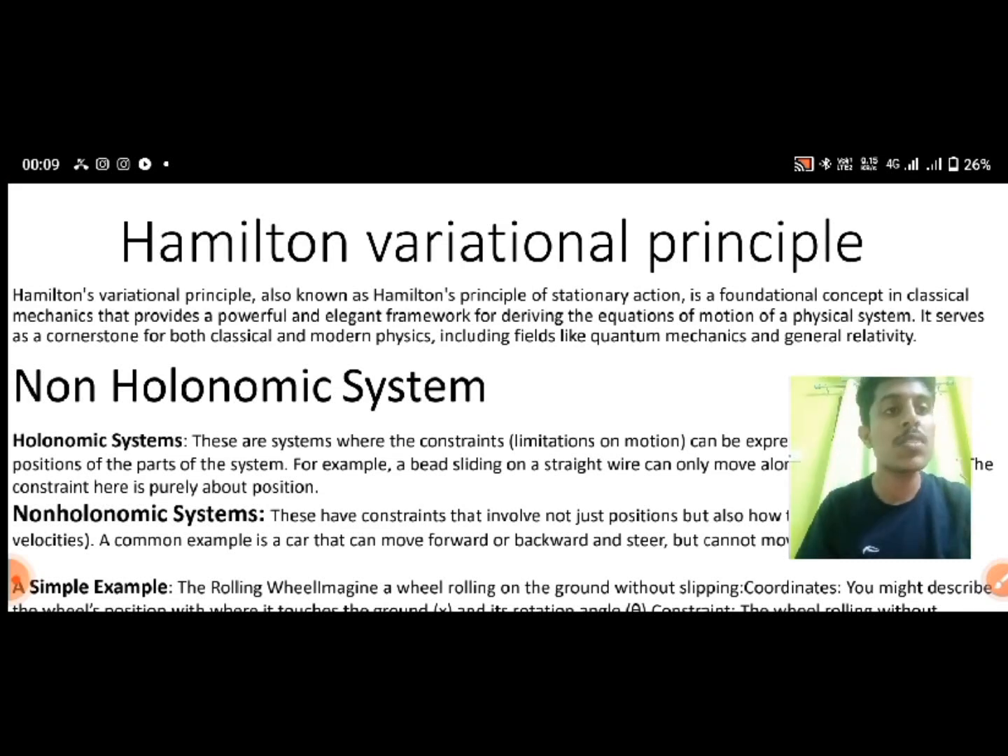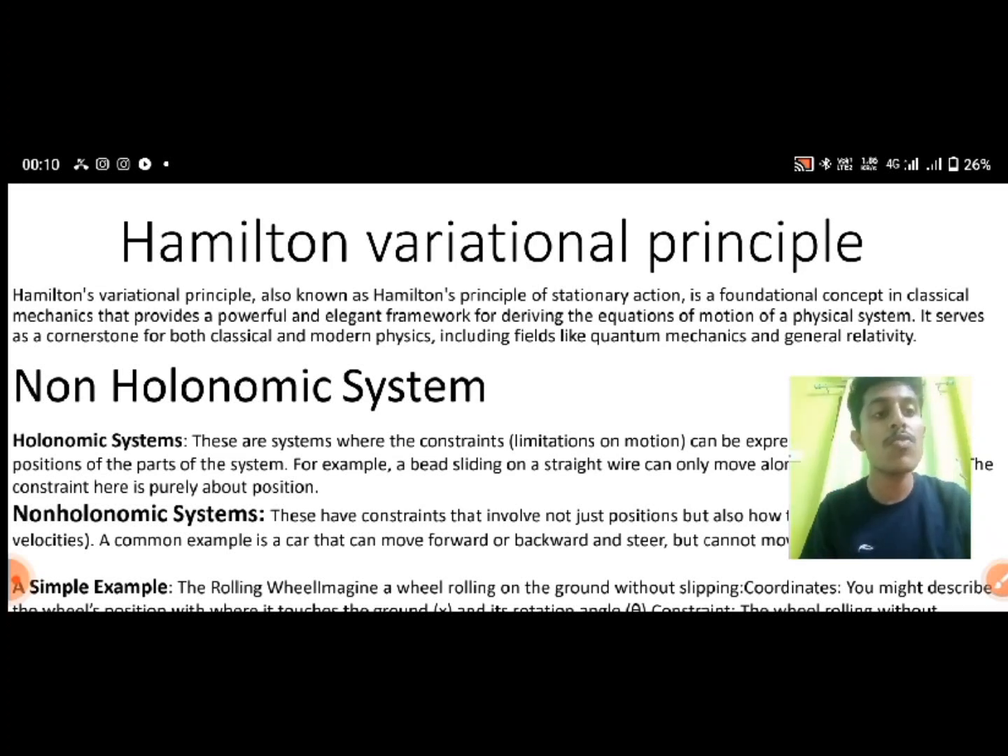Hamilton variation principle is a fundamental concept in classical mechanics that provides a powerful framework for derivation of the equations of motion in any system. It serves as the bridge between classical mechanics and modern physics like quantum mechanics and general relativity. Today we are discussing how Hamilton variation principle is applicable for non-holonomic systems.